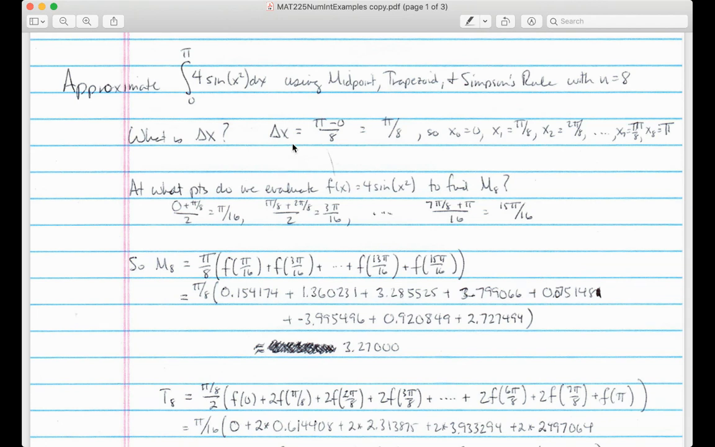So delta x in this case, if I'm using n equal to 8, the length of my interval is pi over 4, so pi over 32 is going to be delta x. So these are my interval endpoints.